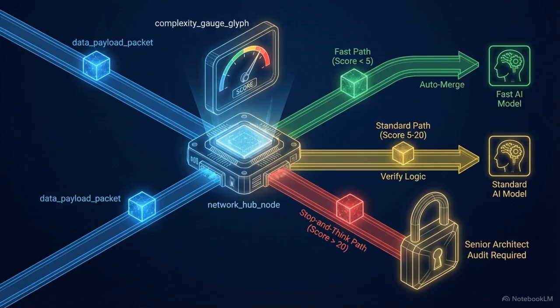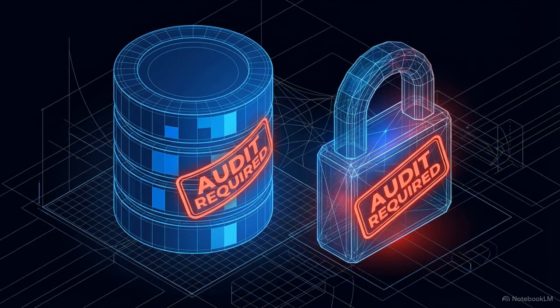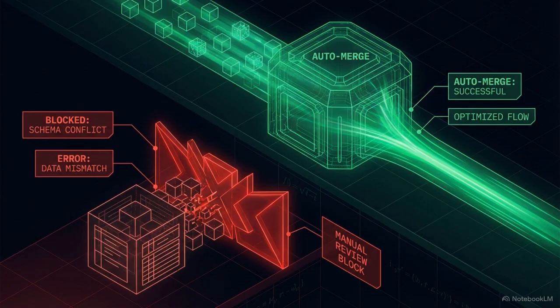The pipeline calculates cyclomatic complexity at a calculation node. Scores under 5 take the fast path for auto-merging. Scores between 5 and 20 trigger the standard path for AI verification. Anything over 20 hits the stop and think path, locking the gate for human review. Certain high-risk actions, like modifying database schemas or authentication logic, will force a manual audit regardless of the complexity score. This routing ensures that critical infrastructure stays protected, while low-risk features deploy at maximum speed.